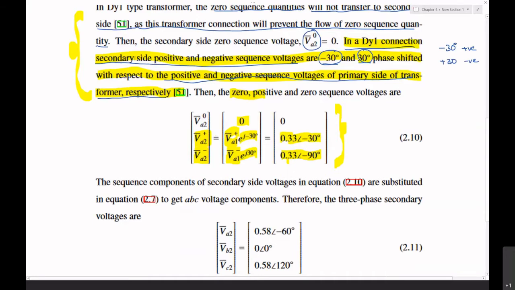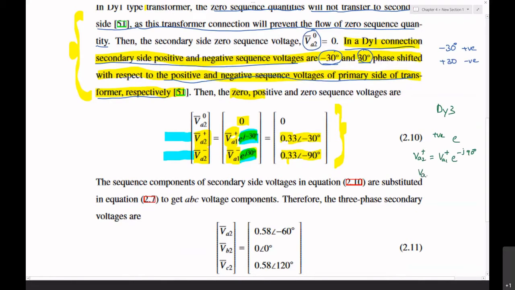VA2 and VB2: here VB2 has a phase shift of minus 30 degrees for positive sequence, whereas the negative sequence is plus 30 degrees. Even if you take a D by 3 transformer, the positive sequence voltage VA2 positive is VA1 positive times e power of minus j 90 degrees.